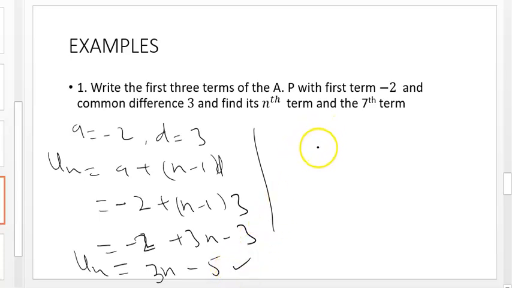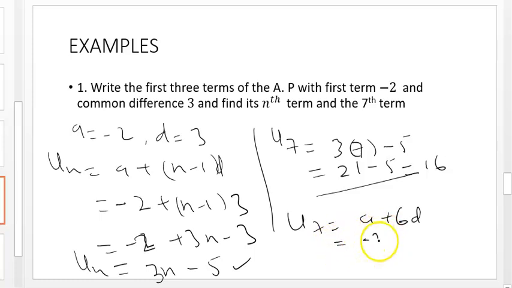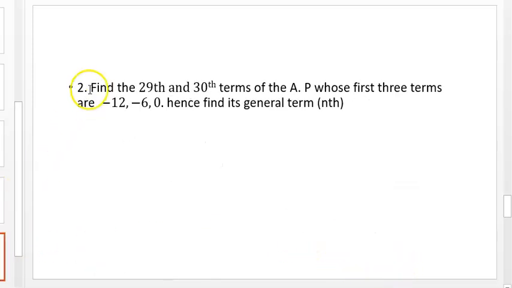So based on this, I find the 7th term. U7 is, wherever you see n here, replace by 7. You have 3 times 7 minus 5. That is 16. Or you can use this formula: U7 equals A plus how many D? 7 minus 1, 6D. So A is minus 2, plus 6 times D. What is the common difference? 3. 6 times 3 is 18. 18 minus 2, same 16. And it's correct. Next question.